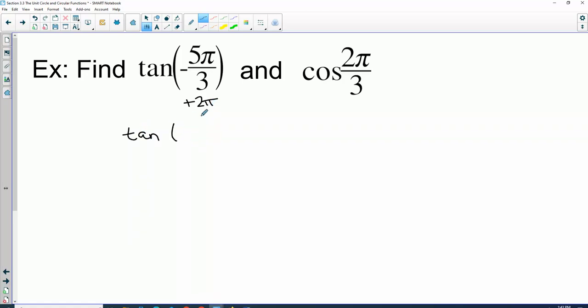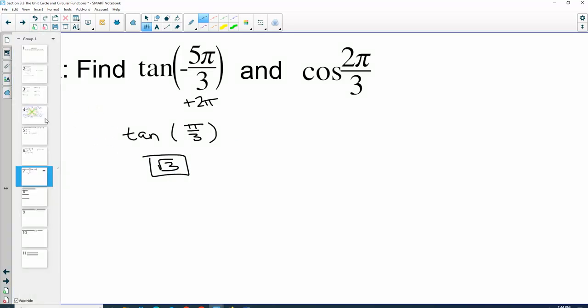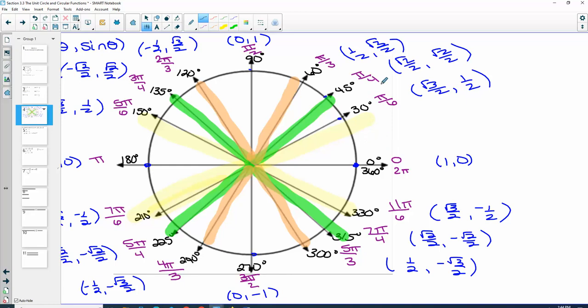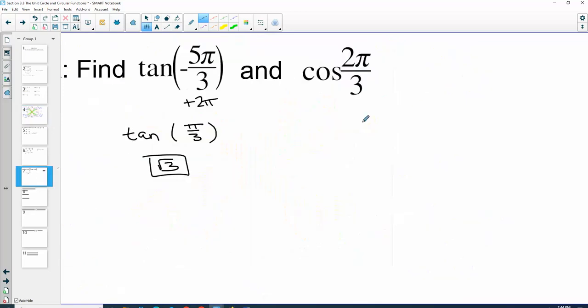2 is like 6 over 3, so negative 5 over 3 plus 6 over 3 is 1 over 3. So tangent of pi over 3, that's like 60 degrees. So tangent of 60 is... good. If you check on your circle at pi over 3, tangent is y over x. So if you simplify radical 3 over 2 divided by 1/2, you get radical 3.